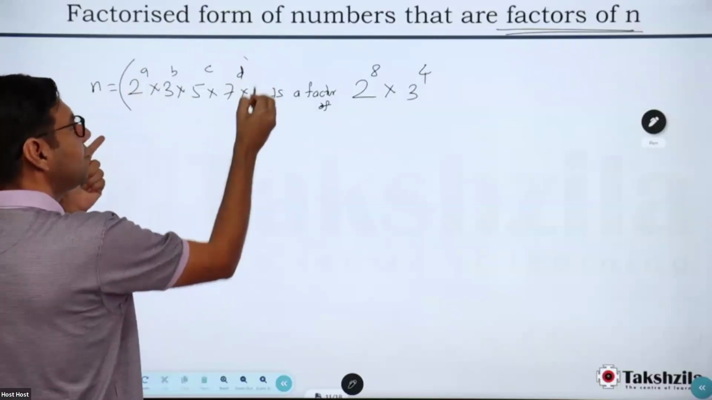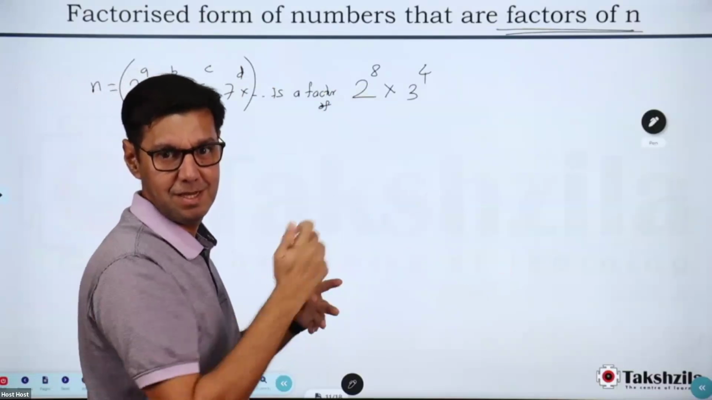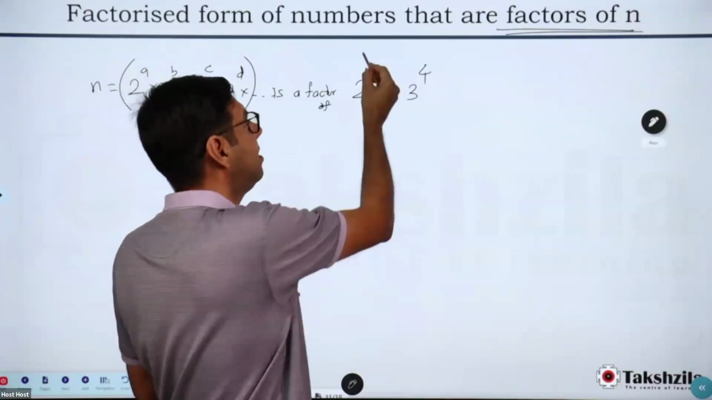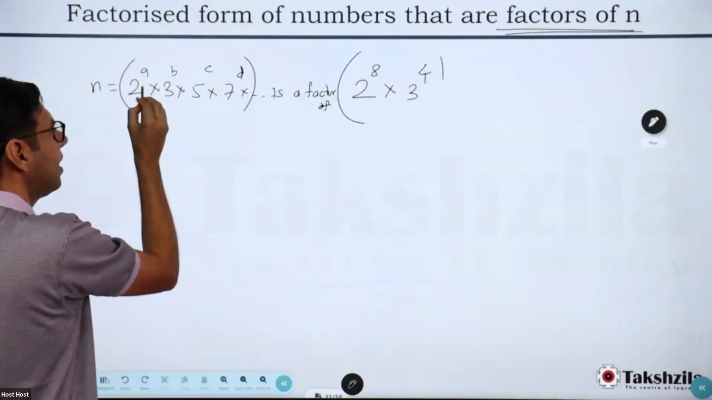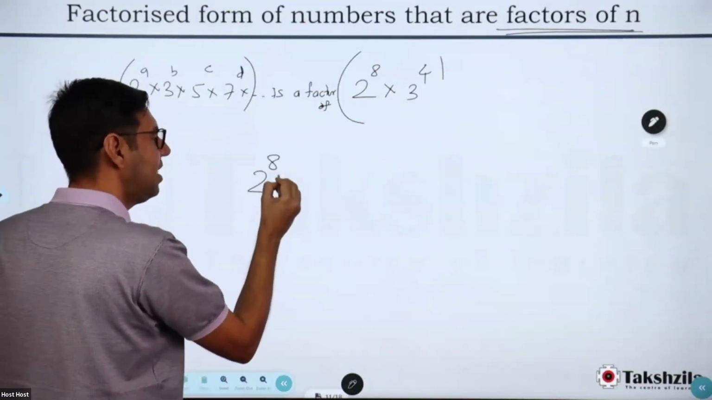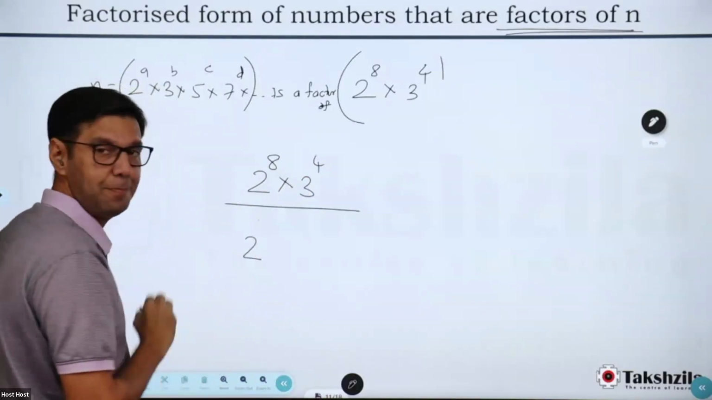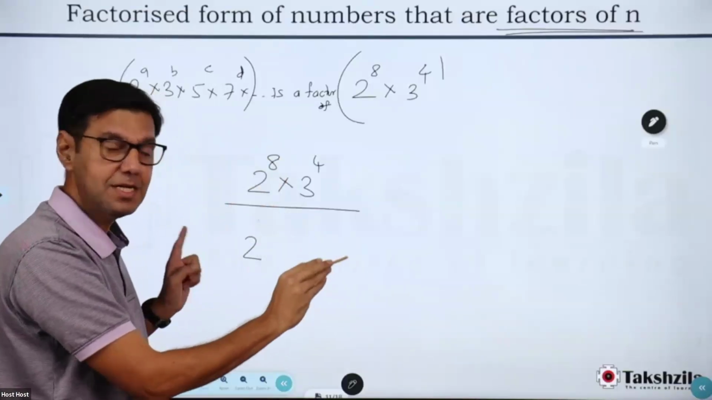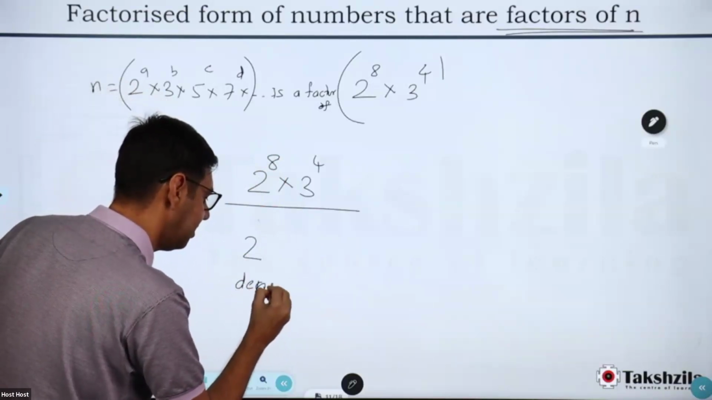So this has to be a factor, not a multiple. Or the other way to think of it is that this number is a multiple of this. Did you get that idea, everyone? Another way to think is, it is a factor means it will divide this completely. So tell me what power here will get divided, meaning the denominator should become 1. The denominator should get cancelled.